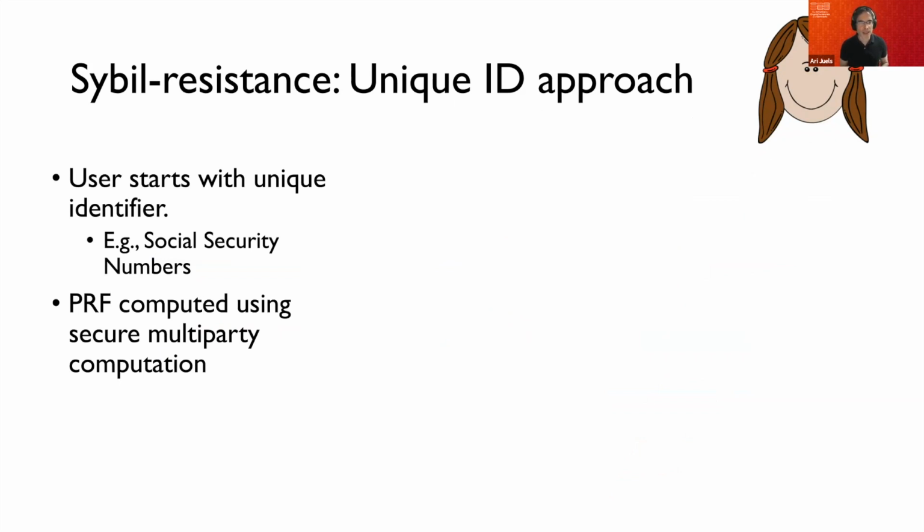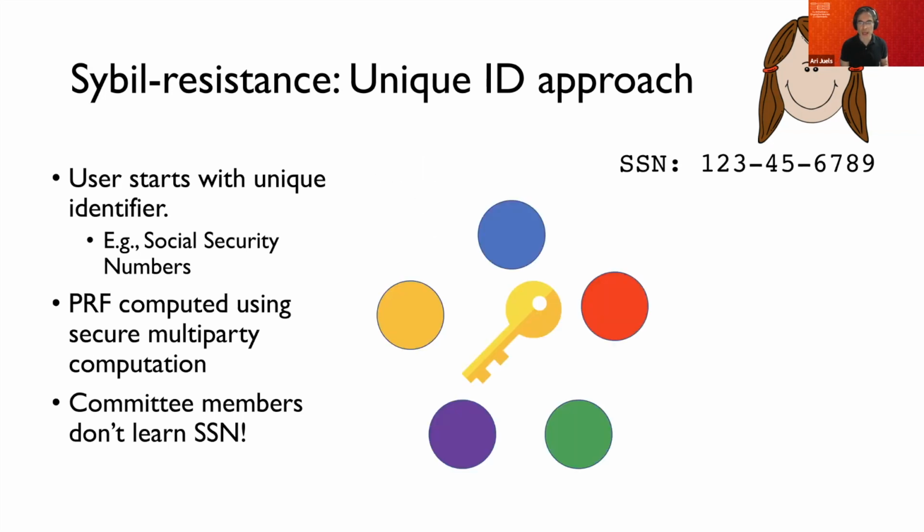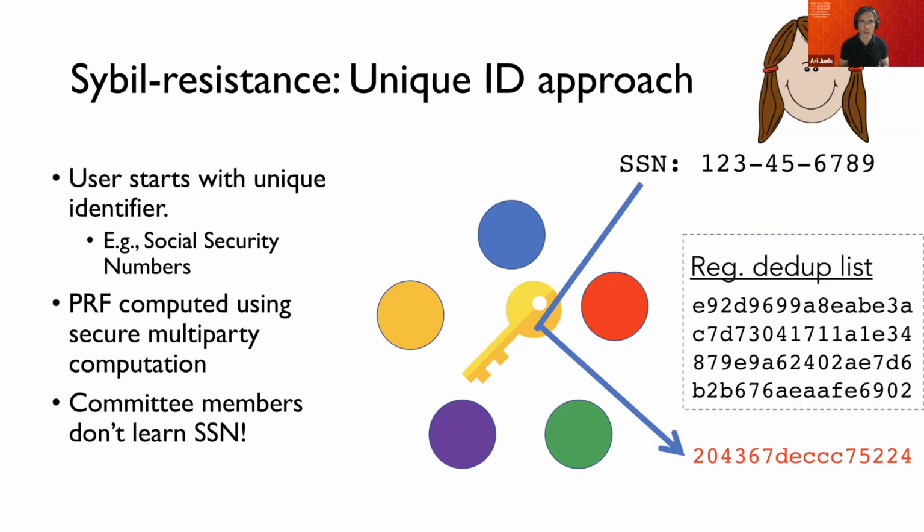And what the Candid committee does is ingest this number presented by the user in a privacy-preserving way, apply a PRF, pseudorandom function to it using secure multi-party computation, and generate a privacy-preserving identifier that can be used to deduplicate users. So when Alice goes to register with Candid, she presents her social security number in a privacy-preserving way. It's secret shared across the committee. Committee applies a PRF to it using secure multi-party computation, and out pops some derived value that can be placed on a registration list.